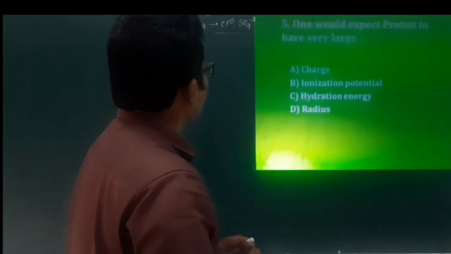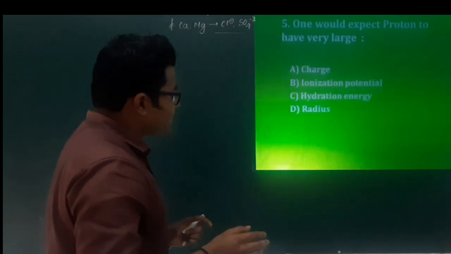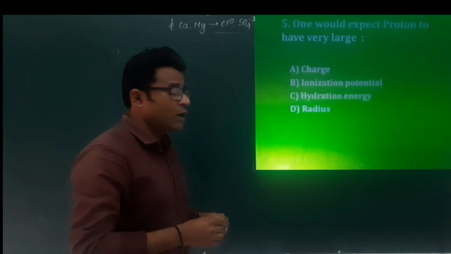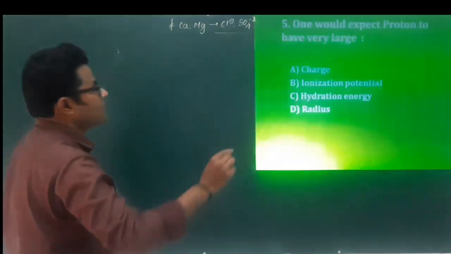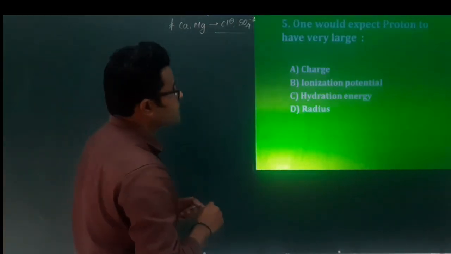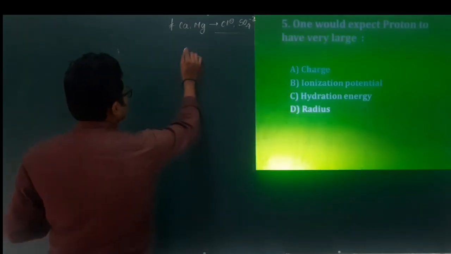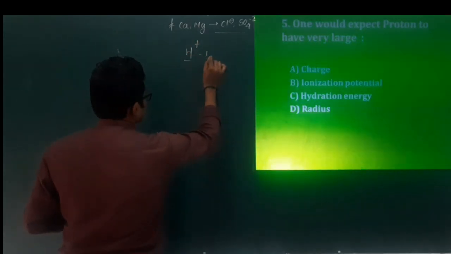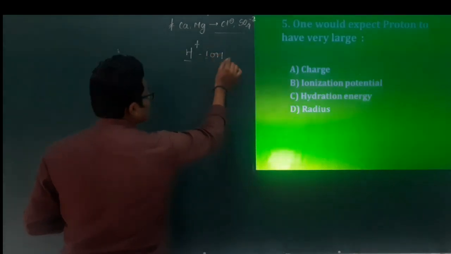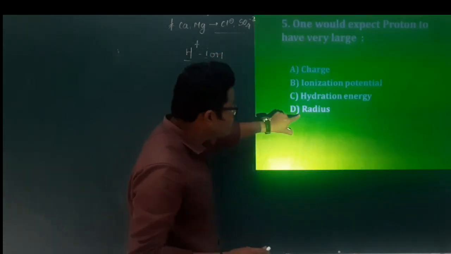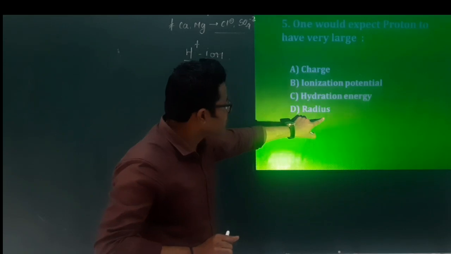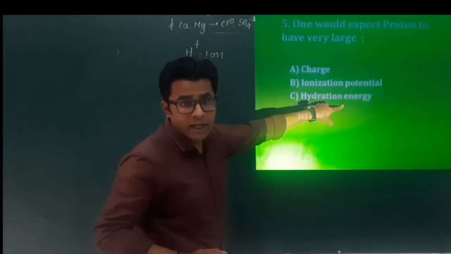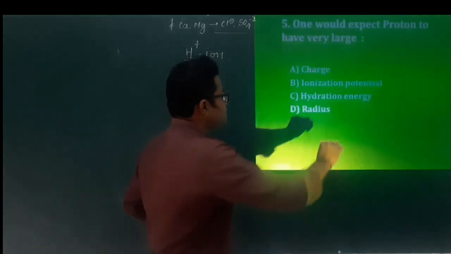So, one would expect the proton to have very large. Now, what is a proton? A proton, over here, if you see, is nothing more than an H plus ion, right? So, a proton actually has a smaller radius. Okay, the hydration energy is quite high in this particular case.